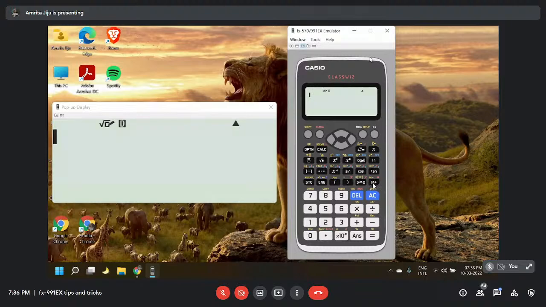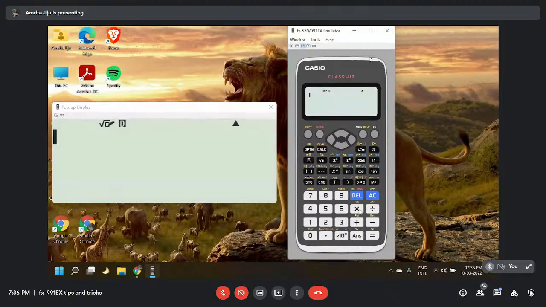So this is the memory plus and memory minus button, which is used to add or subtract some number to or from what was already stored in the memory. So yeah, that's the memory button. So that was basically it.